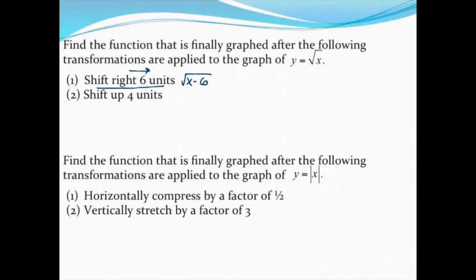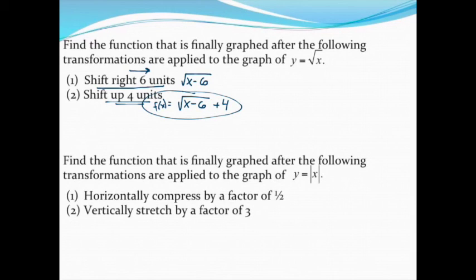After that, they want me to then shift the graph up 4 units. Well, I recall that vertical shifts happen outside of the radical or parentheses, and they do what they say. So to shift up 4, I'll have a plus 4 at the end of this. Don't forget to throw your y equals or f of x equals in front to turn it into a function, and there's going to be the equation that has these transformations on it.